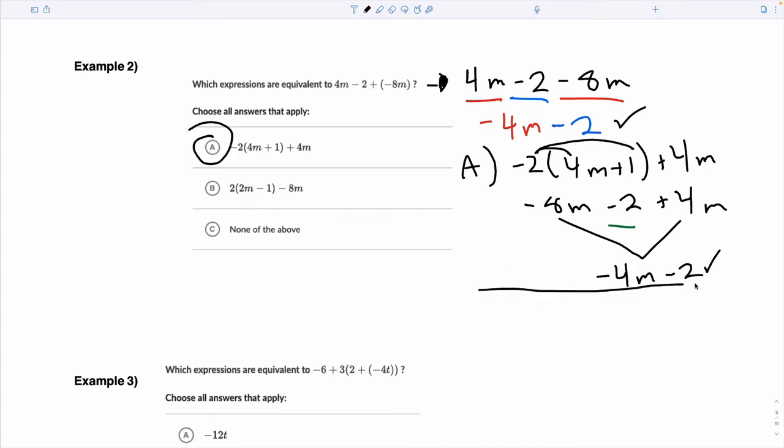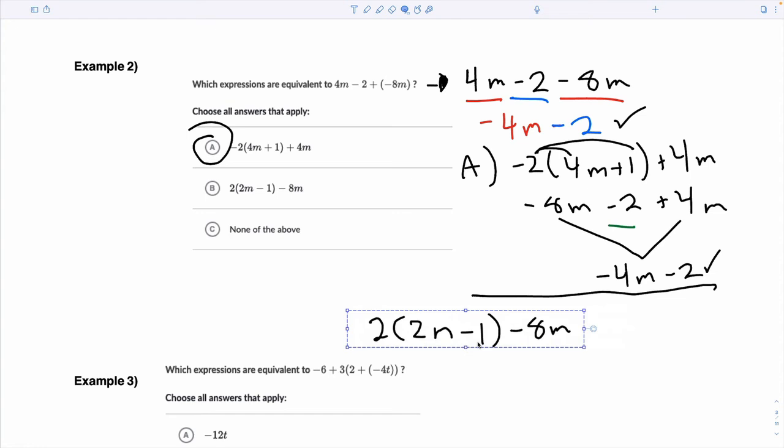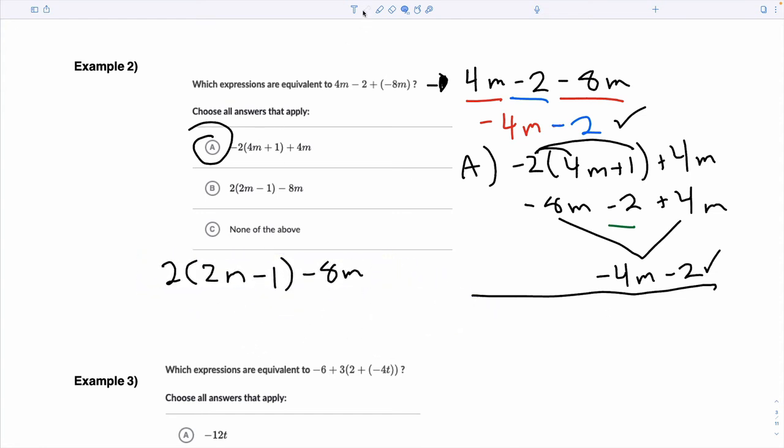Let's test out B. Do not stop when you find the answer because there's a chance that there are more than one. 2 times 2m minus 1, minus 8m. And C you could probably cross out, huh? Justice, where do I start simplifying for answer choice B? Again, it's m, not n. I'm going to make that an English blunder. Keep going, Justice. What's my next step?